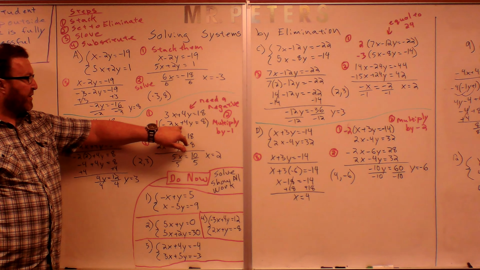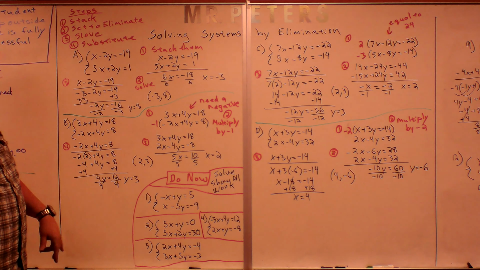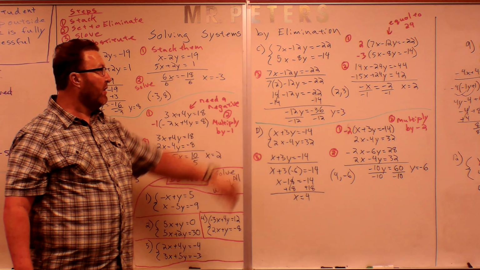We have two 4y's, we got to get to a negative. These two cancel each other out, so this one's fairly easy. Now we're going to move on to this one.